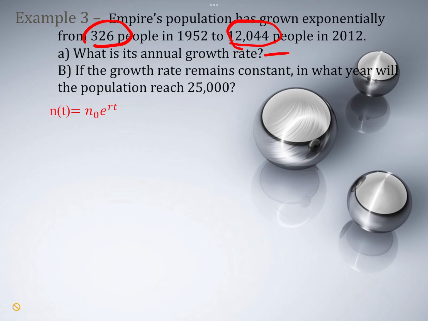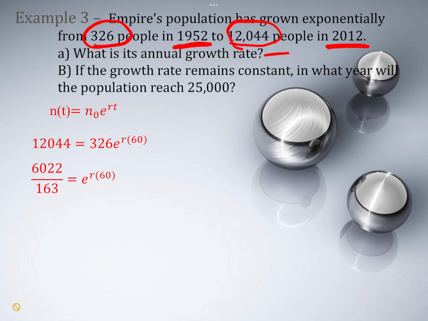Our beginning population was 326. And our time, how many years passed from 1952 to 2012? And that was 60, so we fill in what we know. And we need to solve this for r. So the first thing we're going to do is divide by 326. So I divided by 326, and I already simplified it when I wrote it down below right here. I simplified my fraction. Write it in log form. Since it's an e, we'll use our ln of 6,022 over 163 equals 60r. Again, you need to now divide by 60 to get r by itself.